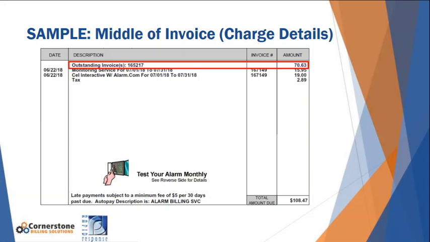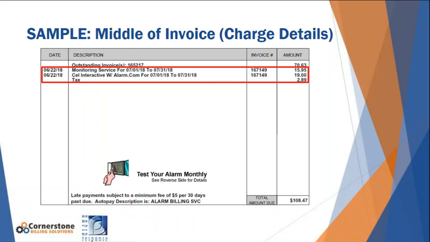The next section is obviously the current period details. So in this case, you can see very clearly monitoring service, the date range, Sell Interactive with Alarm.com, the date range, the invoice numbers, the issue date, and obviously the total amount due, including tax.